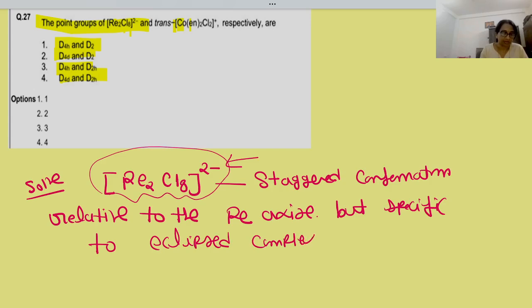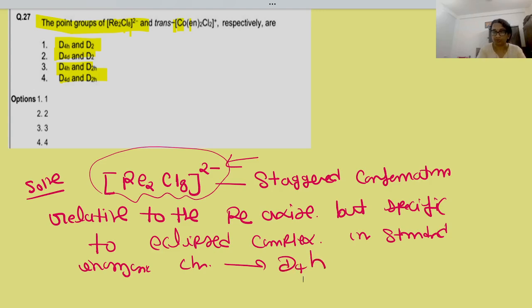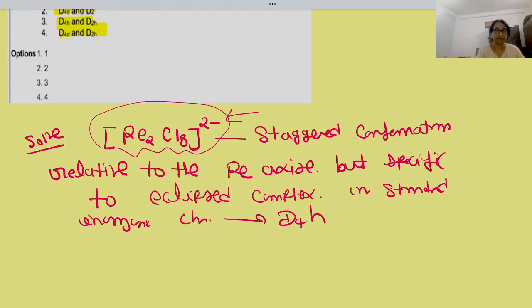According to the structure of this, we can find the point group in standard inorganic chemistry. It is the D4h point group, because there is no free bond, and the central bond converts into inversion, due to the presence of the quadruple bond. In this condition, we can draw the structure of this ion accordingly.